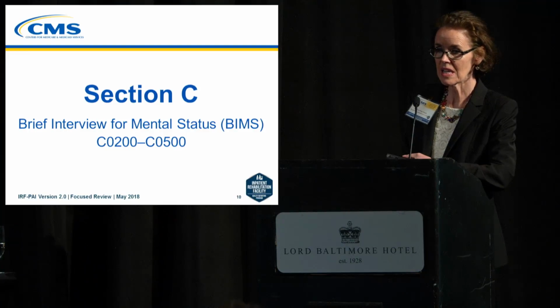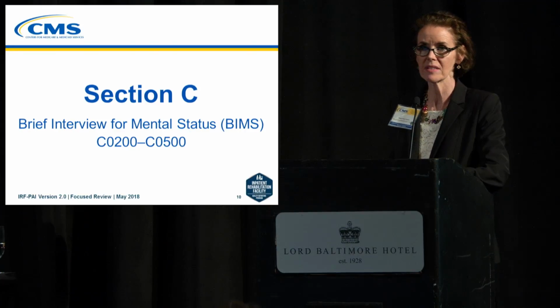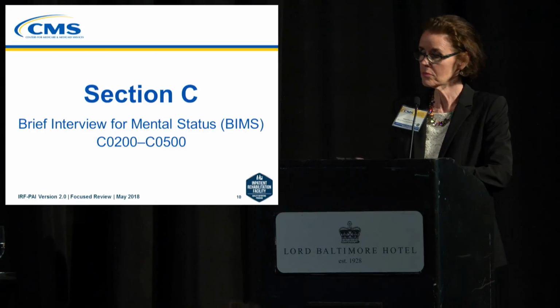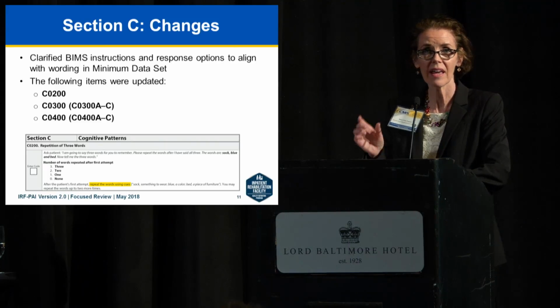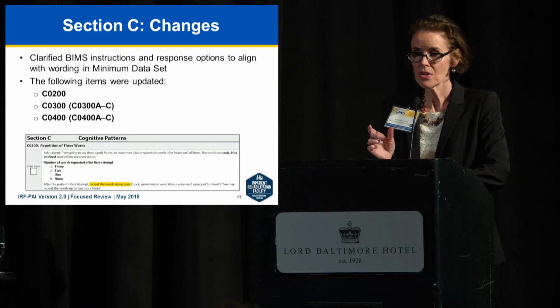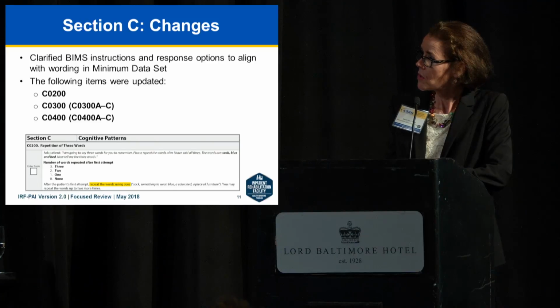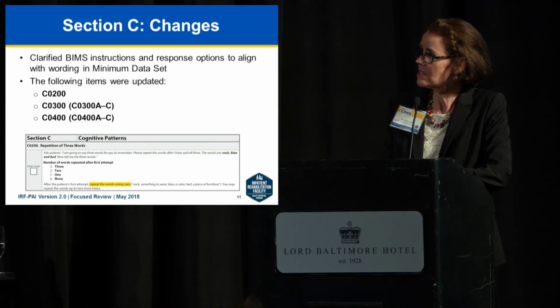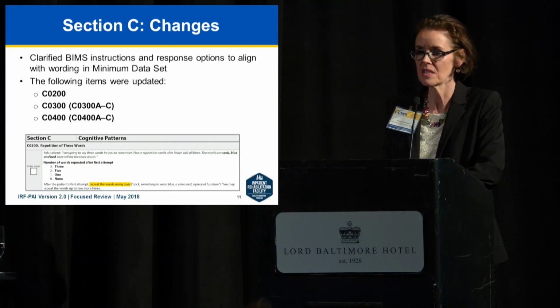Okay, for section C, we're going to talk a little bit about the BIMS, which is the brief interview for mental status. We're going to clarify some instructions and response options to align with the wording in the minimum data set. And again, this is reflected in that change table. So it's really clarification of instruction rather than a change in any of the items. The following items were slightly updated: the C0200, the C0300, which is A through C. Again, for you PPS people, you probably know this backwards and forwards, C0400, A through C.